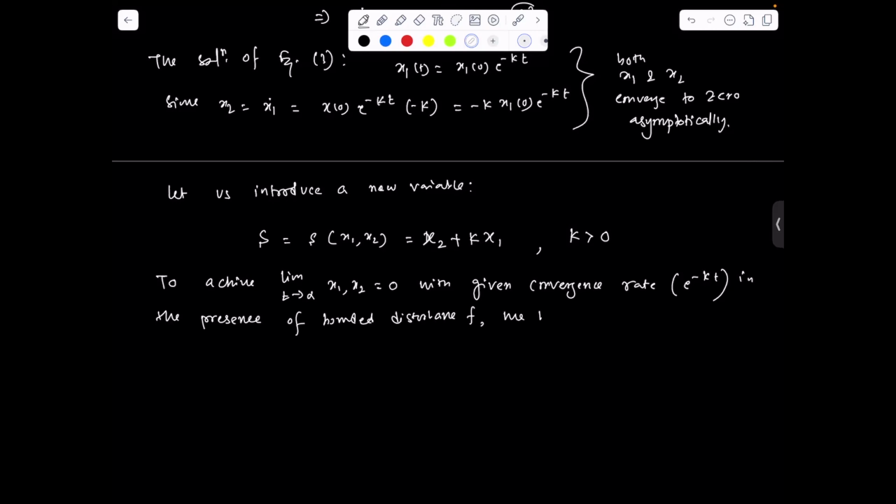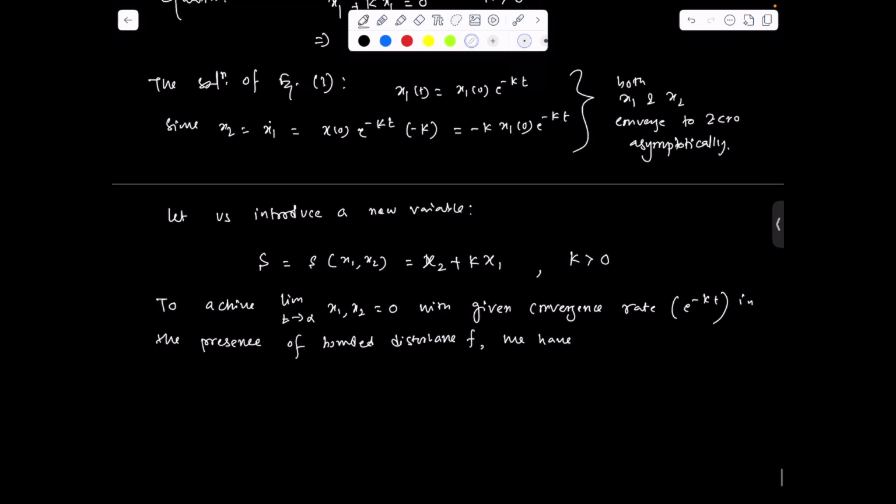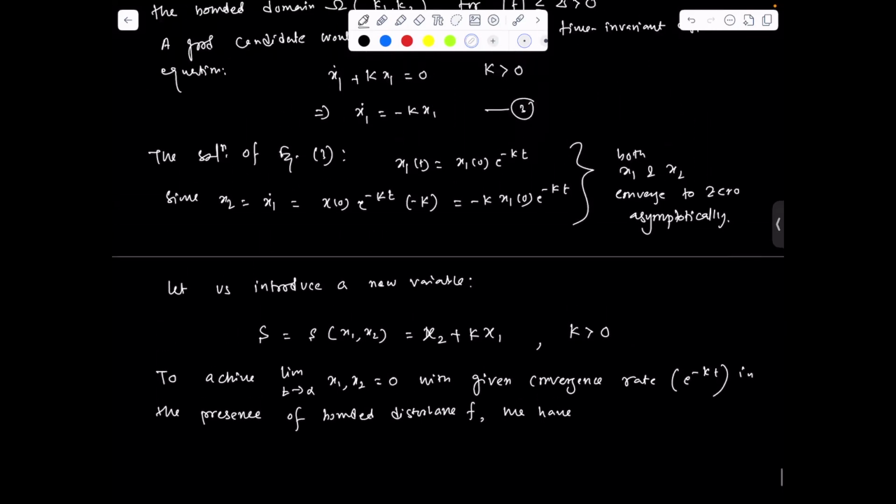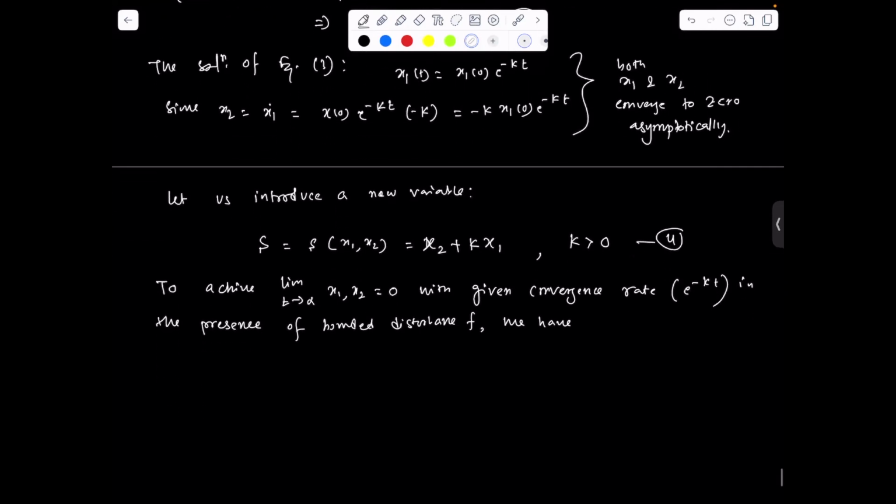We have to, let us define this equation 4. We have to drive the variable s in equation 4 to 0 in finite time by the control u.